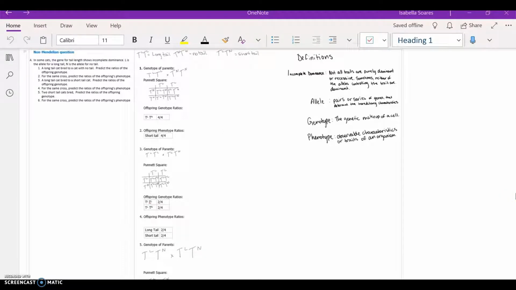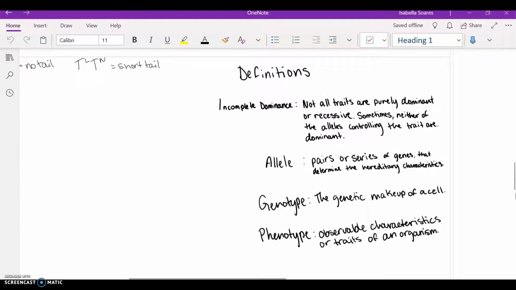Hi, okay, so today I'm going to be solving my non-Mendelian question, but before I do that, I'm just going to go over a couple of definitions. For incomplete dominance, not all traits are purely dominant or recessive. Sometimes neither of the alleles controlling the trait is dominant.